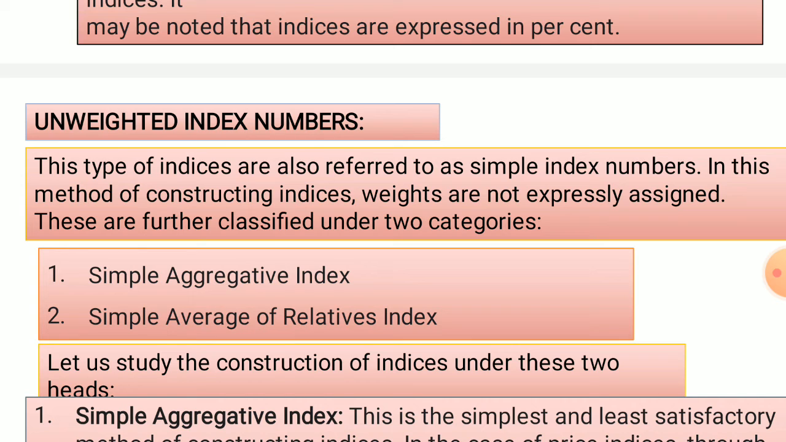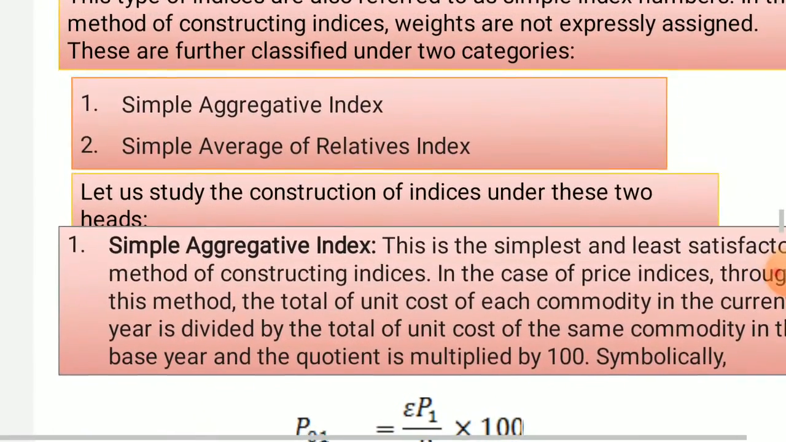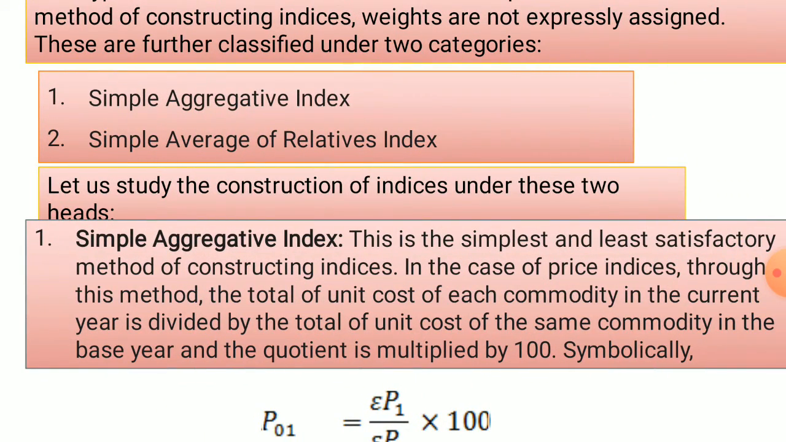That's why it is called unweighted index number, and this type of indices are also referred to as simple index numbers. And here these are further classified under two categories. One is simple aggregative index and the other is simple average of relative index. So let us study the construction of indices under these two heads.